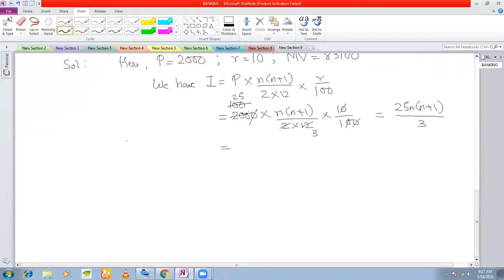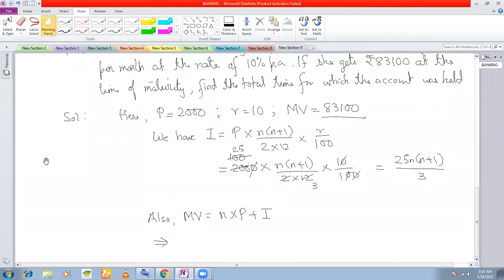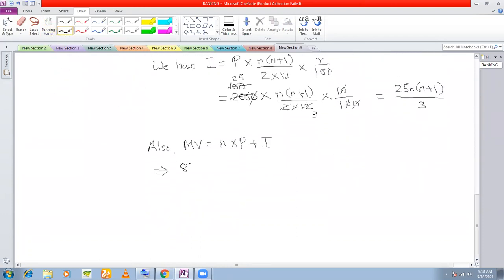Okay. So once I have calculated the interest, I can put it in my maturity value. Now what is the maturity value here? Maturity value is equal to n into P plus I. So the maturity value, if you see given here, is 83,100. So we put it here. 83,100 is equal to n, we don't know, into P, which is 2,000 monthly installment, plus the interest we have calculated here to be 25n into n plus 1 by 3.